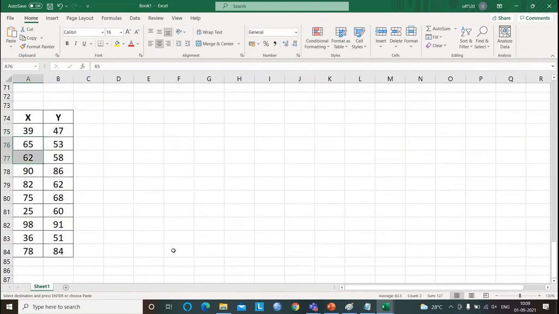Now, from 65 to 62, the value is decreased. X value is decreasing. But here, Y value is increasing from 53 to 58. So the first case, increasing and increasing, is positive correlation, but in the second case X is decreasing though Y is increasing. That means based on one Y value, I cannot decide whether the distribution is positively correlated or negatively correlated. Sometimes the values increase or decrease, and these values also keep changing.